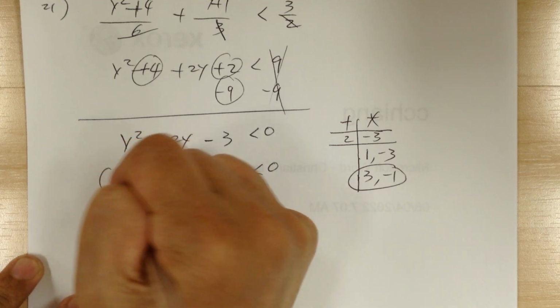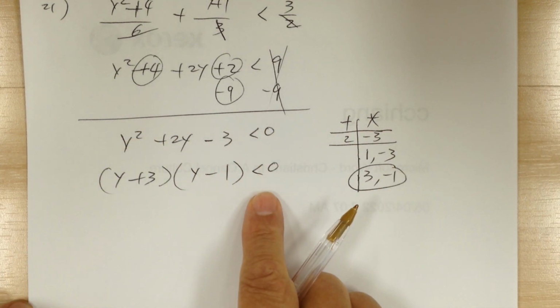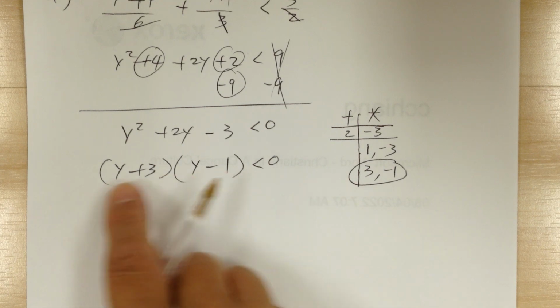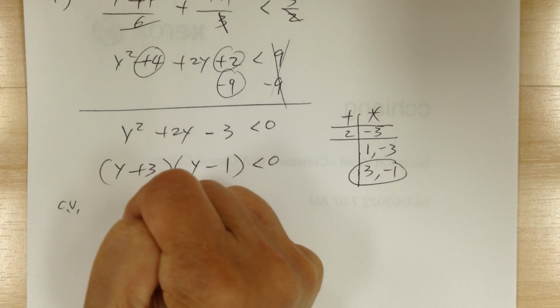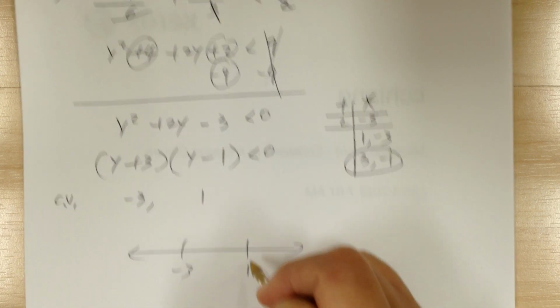Okay, so you're going to get y plus 3 and y minus 1. Now this is the inequality, so you have to be careful, right? We covered this in the earlier lessons. So this is an inequality, so you get your critical values. The critical values will be negative 3 and 1.